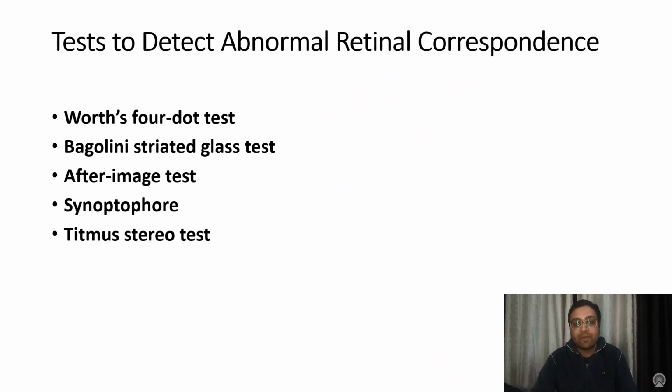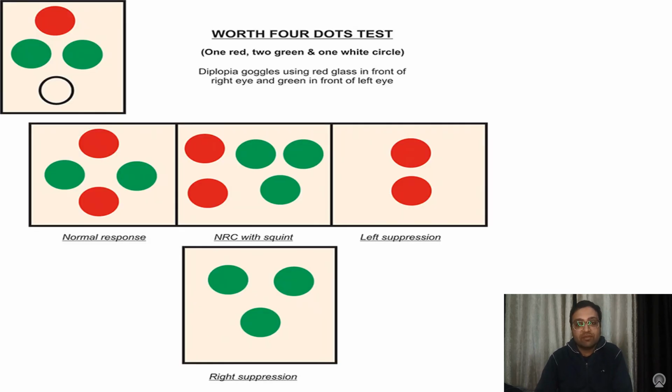Okay. Now, coming on to the tests to detect abnormal retinal correspondence, we have these 5 tests: Worth-Fodor test, Bagolini striated glasses, after image test, synaptophore, and the Titmus stereo test. So, first of all, let us start with the Worth-Fodor test.